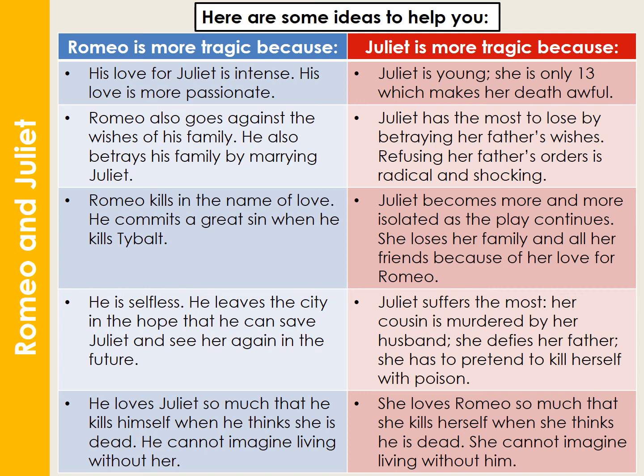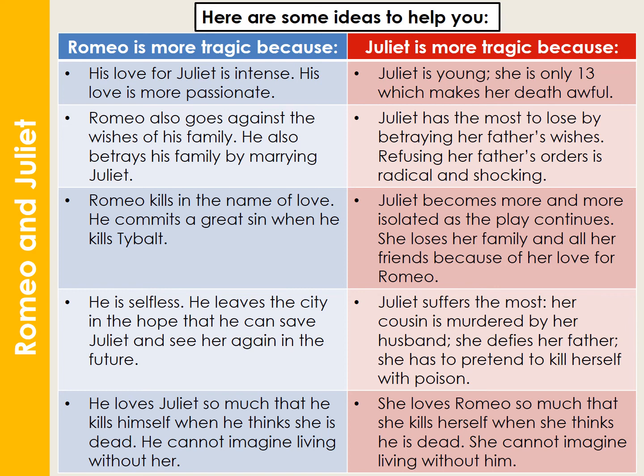Okay, moving on. Juliet becomes more and more isolated as the play continues. She loses her family and all of her friends because of her love for Romeo. Juliet suffers the most. Her cousin is murdered by her husband. She defies her father and she has to pretend to kill herself with poison. She has to put herself through a huge amount, doesn't she?